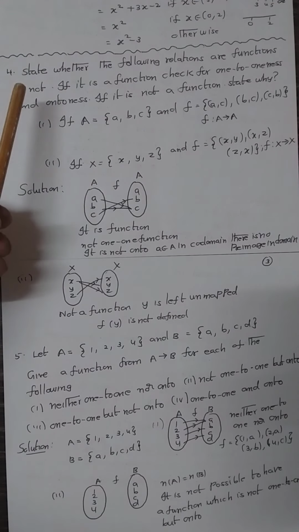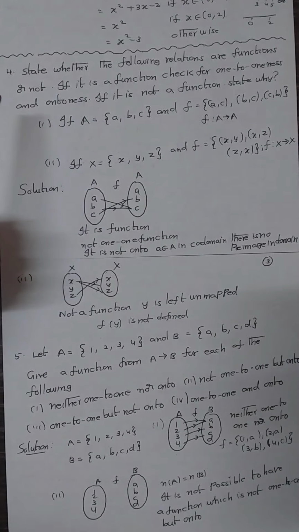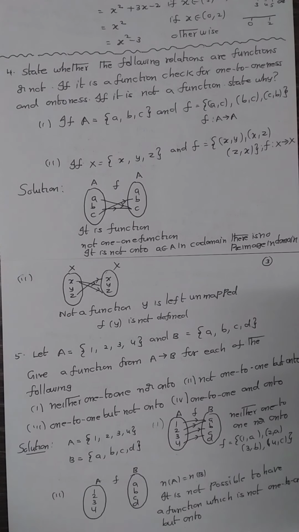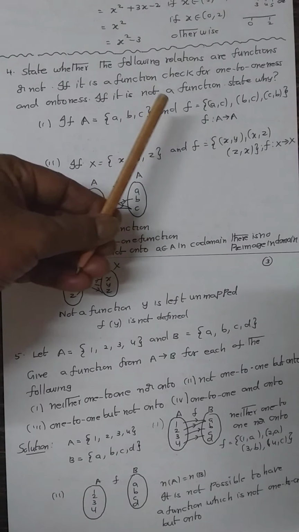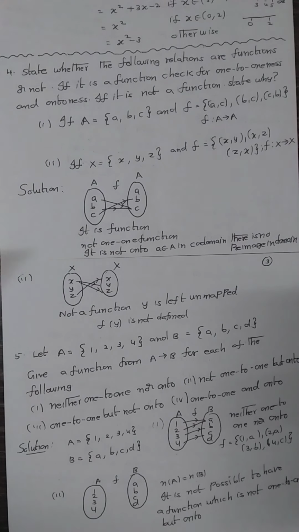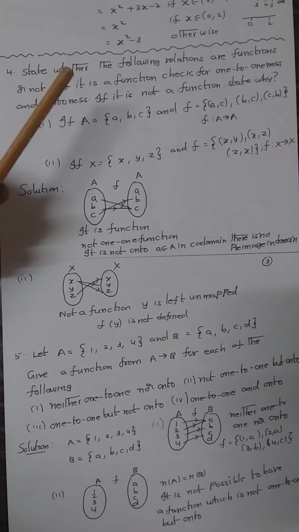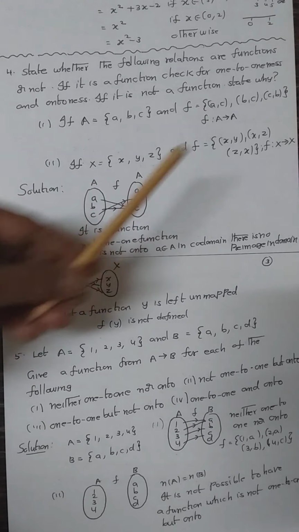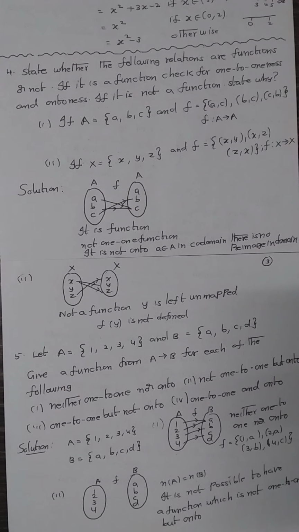Okay, state whether the following relations are functions or not. That means they give some relations, then we have to tell whether they are functions or not. If it is a function, check for one-to-oneness and onto-ness. That means if it is a function, you have to see whether it is a one-to-one function or an onto function. If it is not a function, state why. That means if it is not a function, you should tell the reason also. Okay, so that is the question, students. Two questions they gave, very easy.